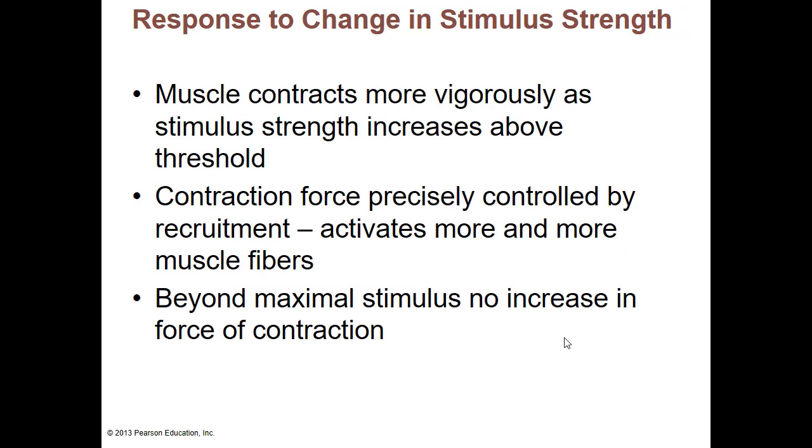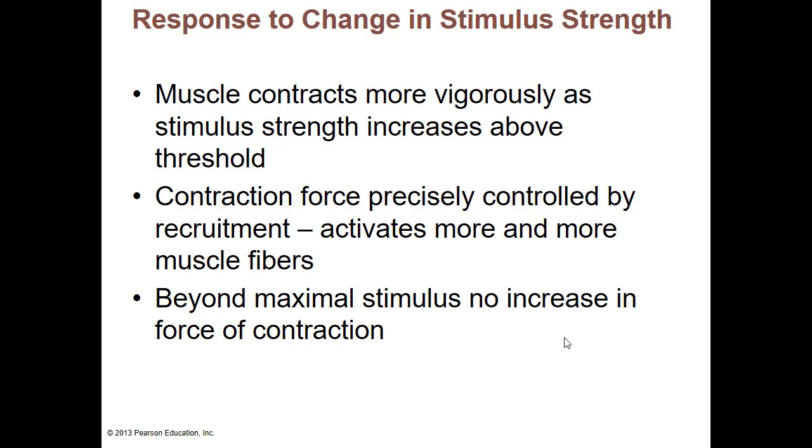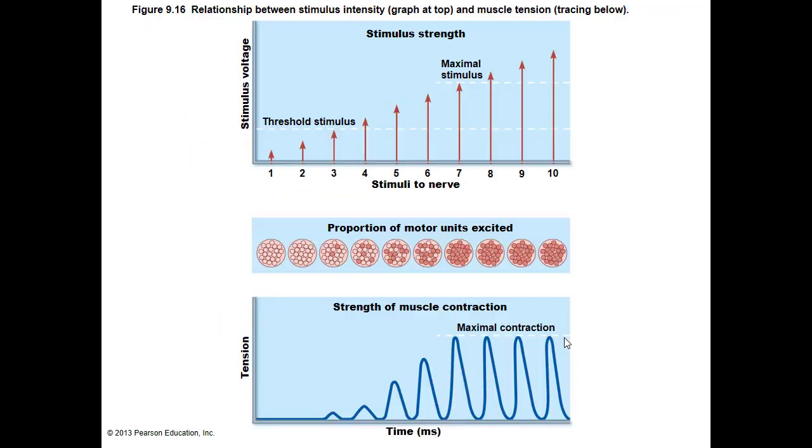Now, my notes that go with that. Muscle is going to contract more vigorously as the stimulus strength increases. It will contract more forcefully as the stimulus increases. The contraction force is controlled by recruitment. You're going to recruit and activate more fibers with the stronger electrical impulse. But beyond that maximal stimulus, there is no more increase in force. You've maxed out your muscle tension. You're done. It's as strong as you are.